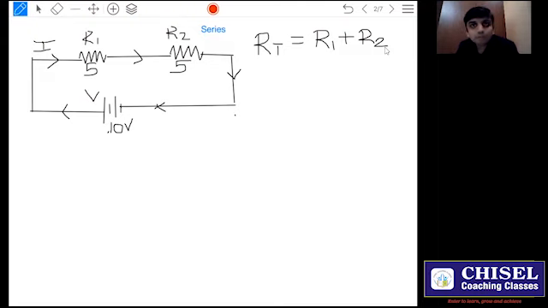Getting this? But what is the formula? Formula is RT is equals to R1 plus R2. Always remember what you have to derive, and only after that go for derivation. Never try to go the other way around. Okay. Now, let us see how this formula has come up.